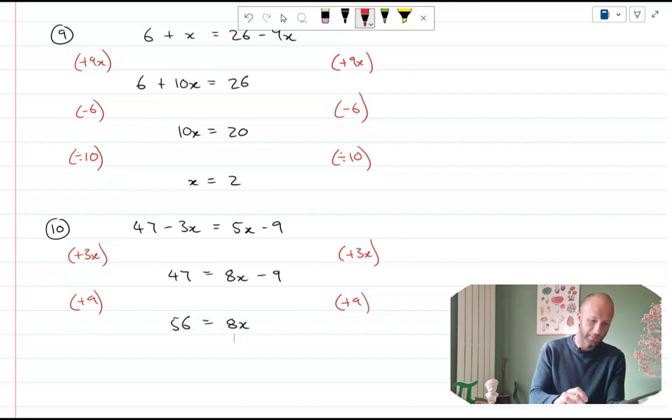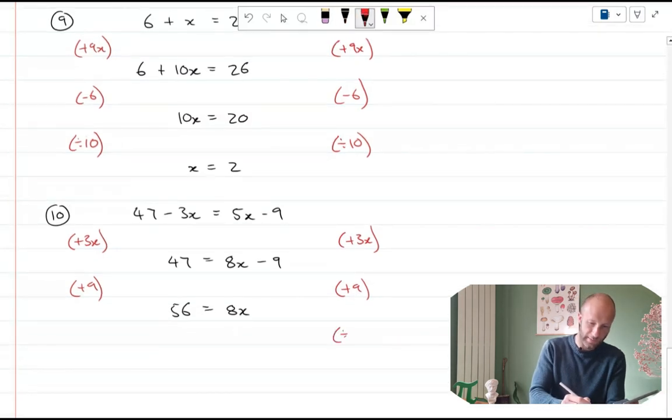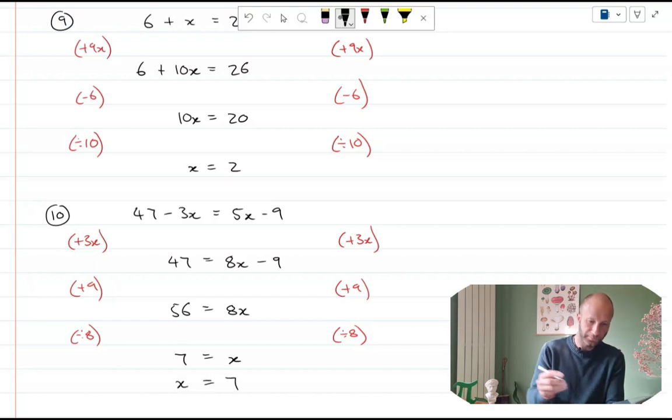And then divide by 8 both sides to get rid of that multiplication by 8. 56 divided by 8 is 7. 8x divided by 8 will just give me the x. And then I can just write x equals 7.